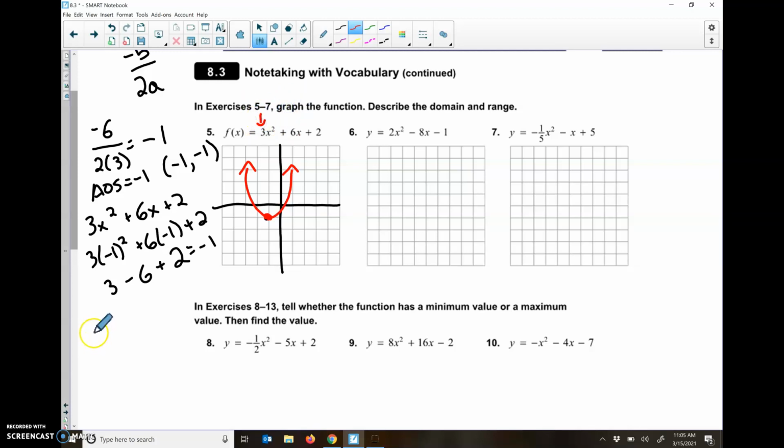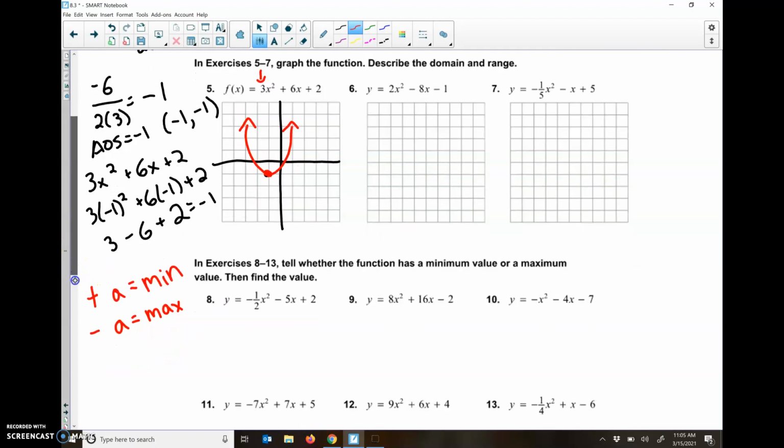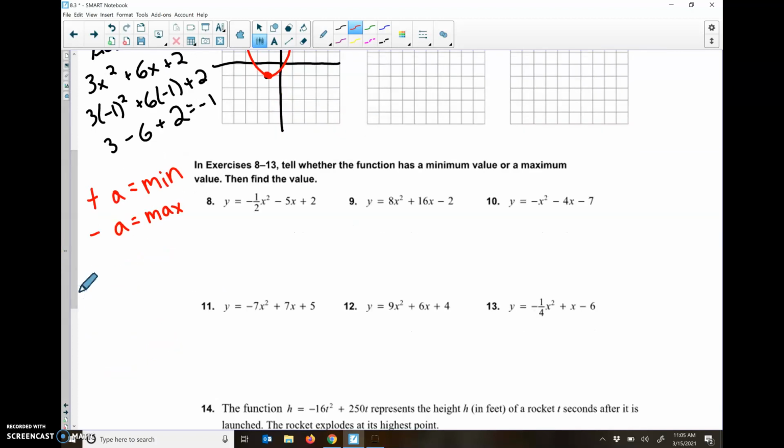So if you see a positive a, that means it will have a minimum. If you have a negative a, that means it'll have a maximum. So pretty much we're just looking at that first number, and we're going to be able to tell whether it's a minimum or a maximum. So here it's a -1/2, so I can already tell that's going to be a maximum problem. The graph is going to be upside down, so it's going to have a maximum.